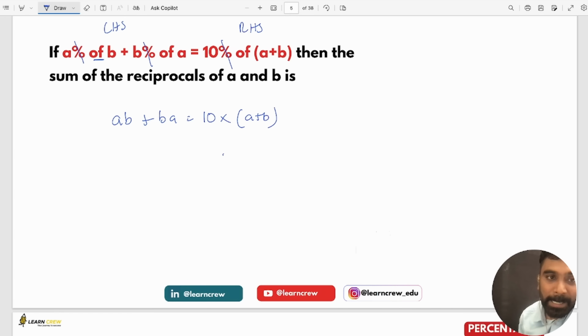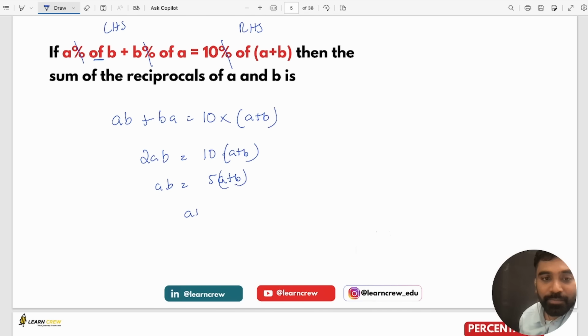AB plus BA is nothing but 2AB, equal to 10 into A plus B. So AB is equivalent to 5 into A plus B.